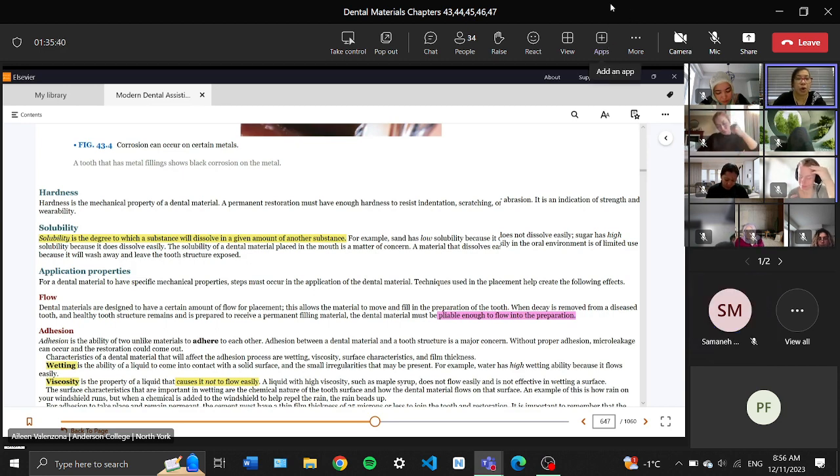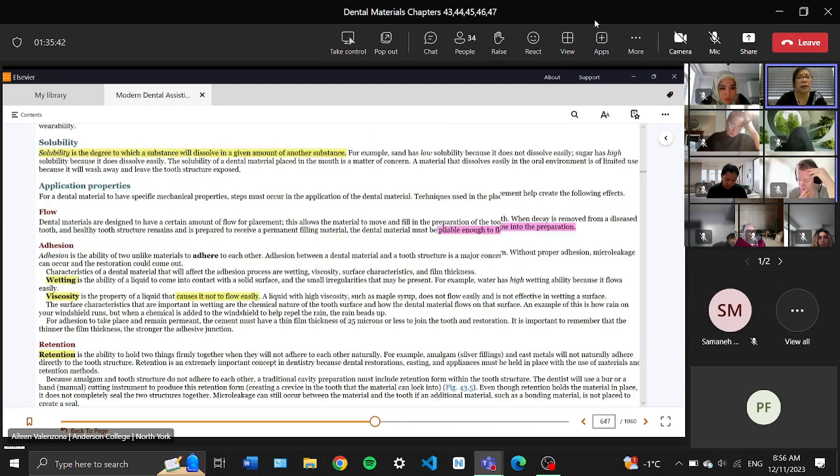Now, application properties. For dental materials to have specific mechanical properties, steps must occur in application of a dental material. Techniques used in the placement help create the following effects.